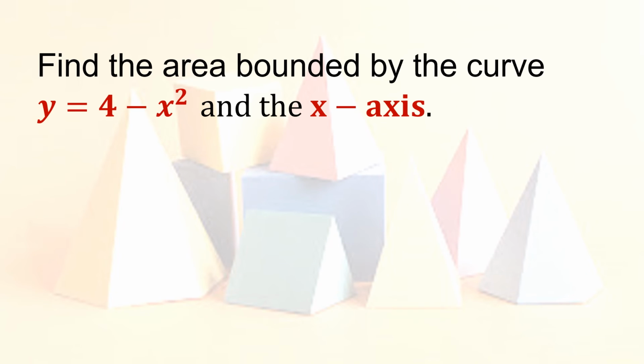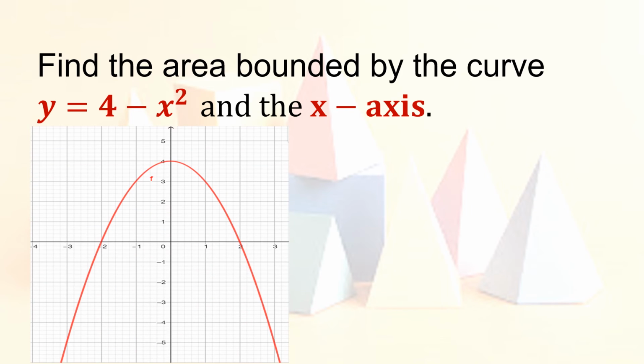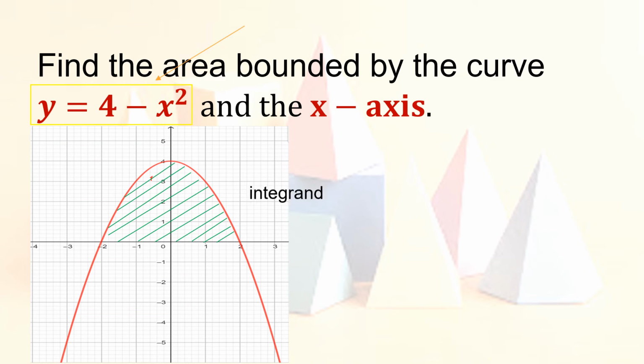So let us have another one. Find the area bounded by the curve y equals 4 minus x squared and the x-axis. So in here, first we are going to graph y equals 4 minus x squared. So this is the graph of your y equals 4 minus x squared. And then this is the area bounded by the curve and the x-axis. So from here, let y equals 4 minus x squared be our integrand.